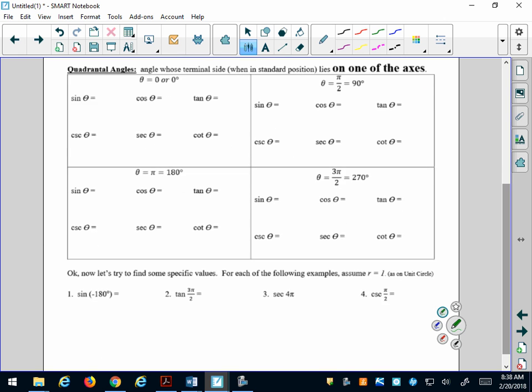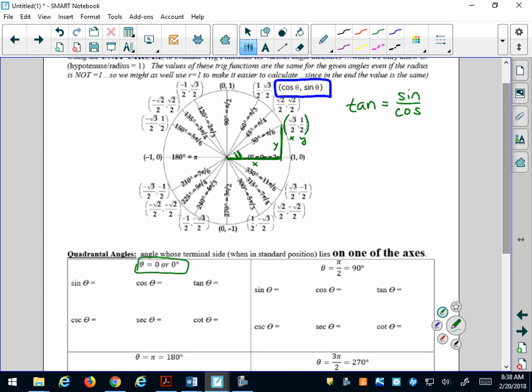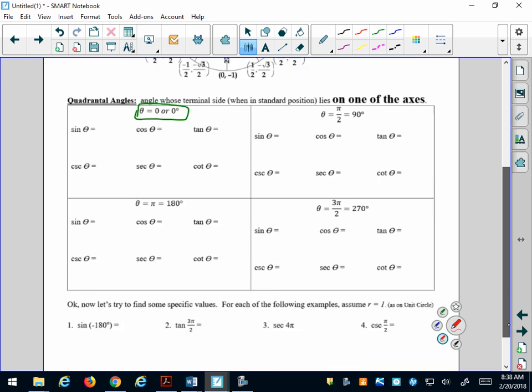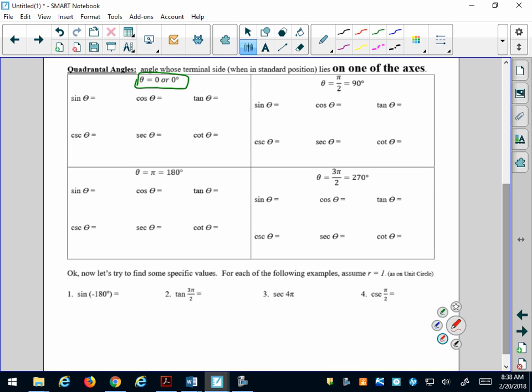So let's do these. We're talking about if our theta is 0. Theta is 0. So where are we on this unit circle? We're right here, at 0 degrees. That's where we're talking about. And we're going to do all the trig functions.